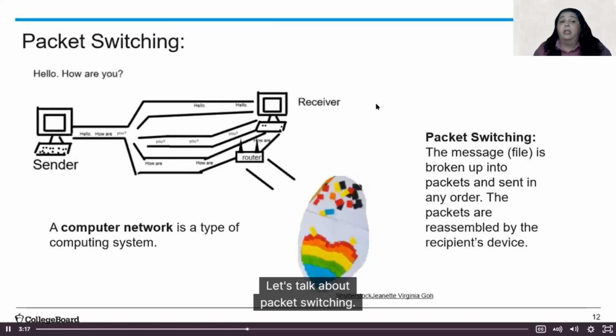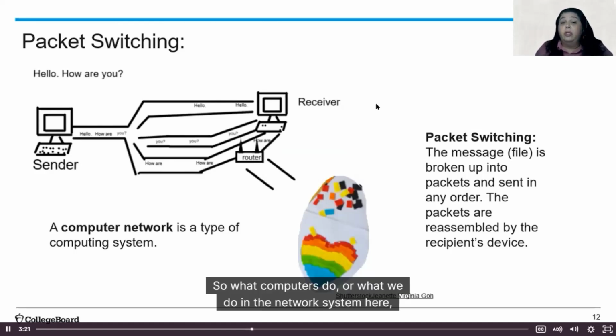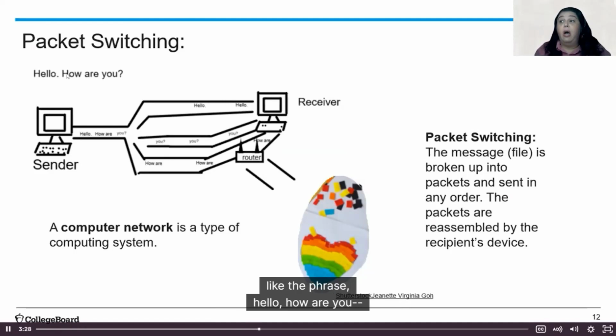Let's talk about packet switching. So we want to send a packet. What we do in a network system is take a bit of information, like the phrase, hello, how are you? And we chop it up into little pieces, like you can see in the picture below. We put those little pieces in packets, and then we send them along a path. Not all the paths are the same, and if you notice, they don't have to be in order. On the first path, I got the word hello, period. On the second path, I have the end of the phrase, you with the question mark.